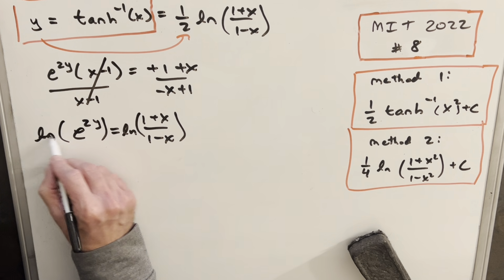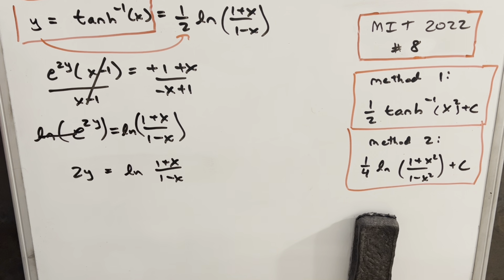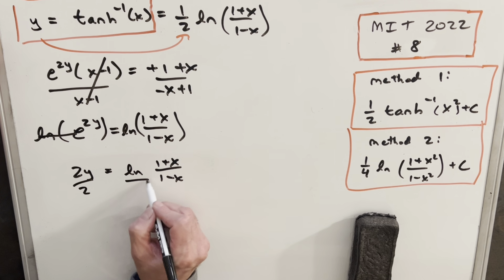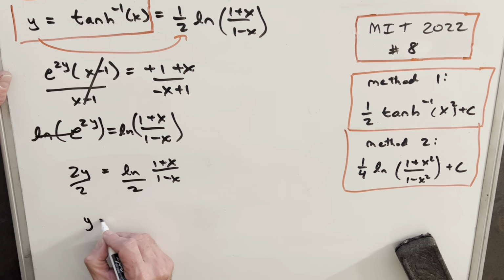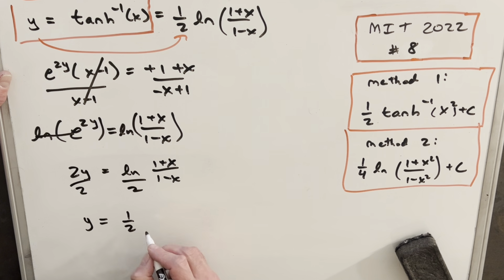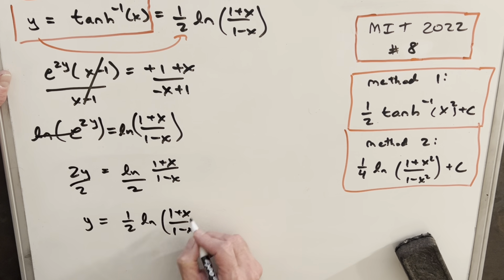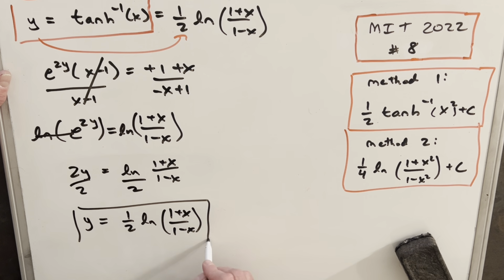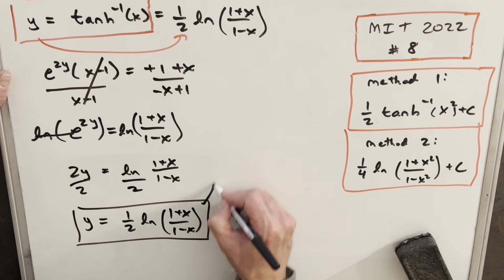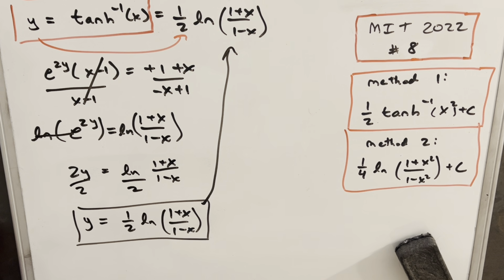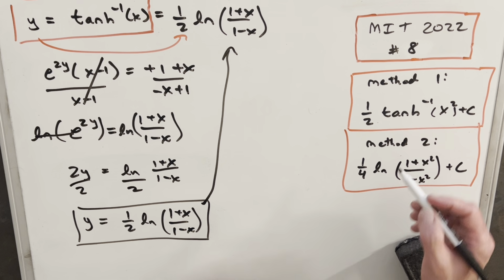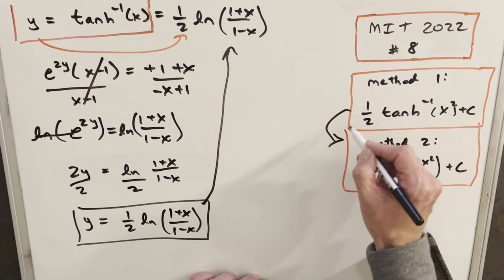Our natural log with an e is going to cancel, and from here all we need to do is divide by 2 on both sides, and then we're left with y equals 1/2 natural log of (1 plus x) over (1 minus x). And this is exactly what we wanted to show, because this is the same thing right here. So we've shown our little tool that allows these two methods to be actually the same thing.